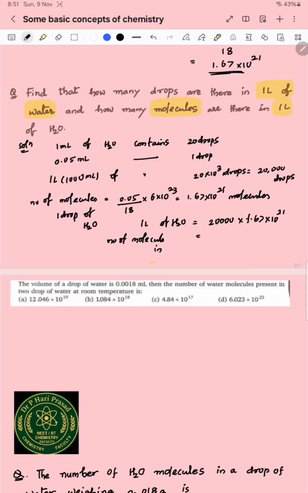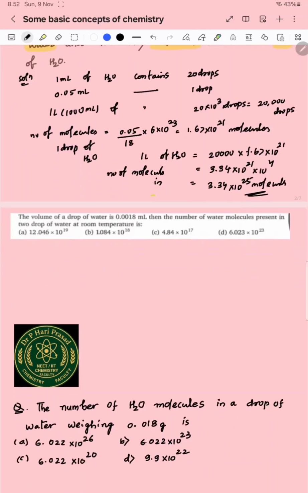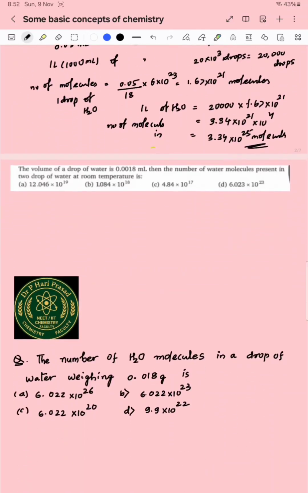So just multiply, student, and you will get 1.67, approximately 3.34 into 10 to the power of 21 into 10 to the power of 4. So 3.34 into 10 to the power of 25 molecules are present in 1 liter of water. So this is the solution for that question. You can check the next question.